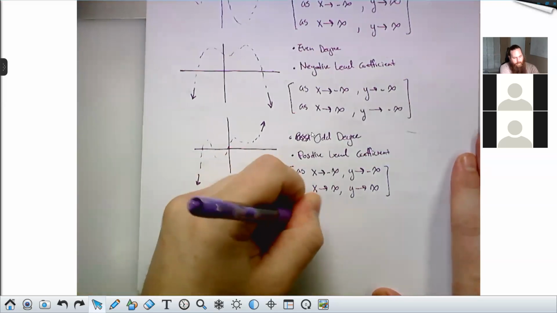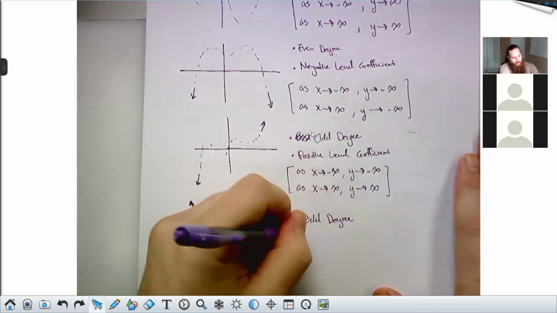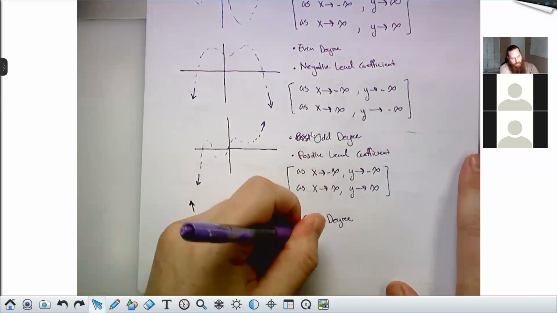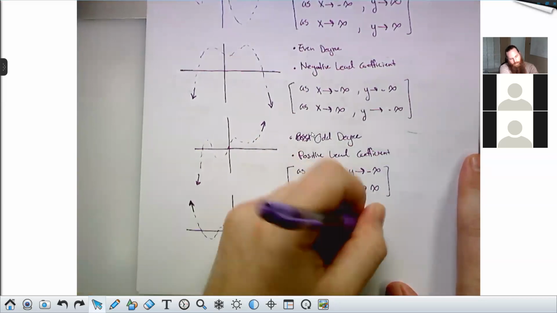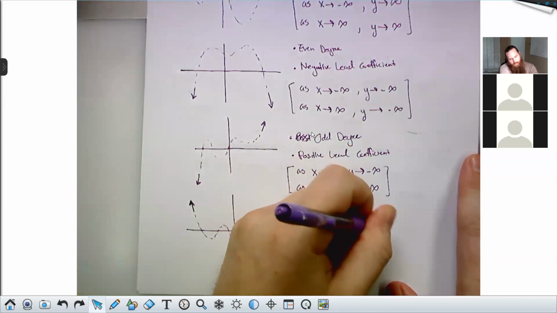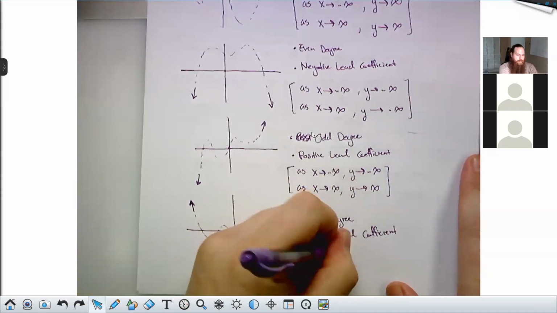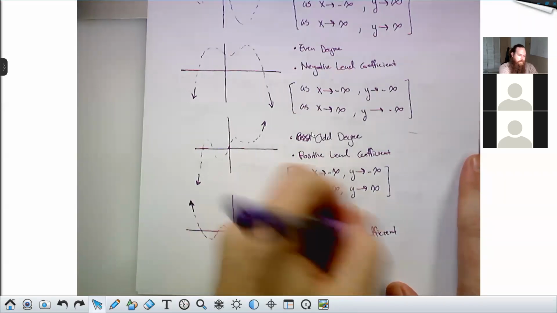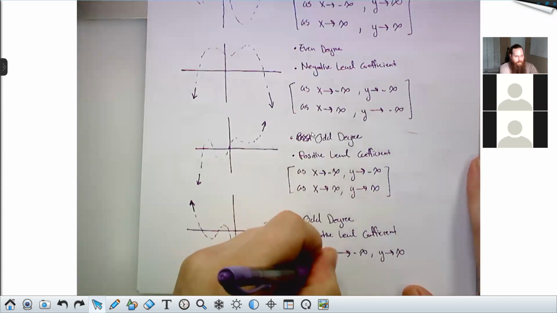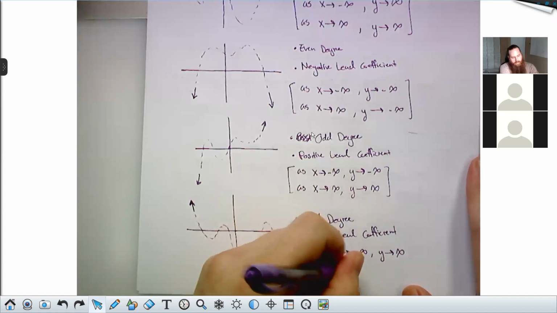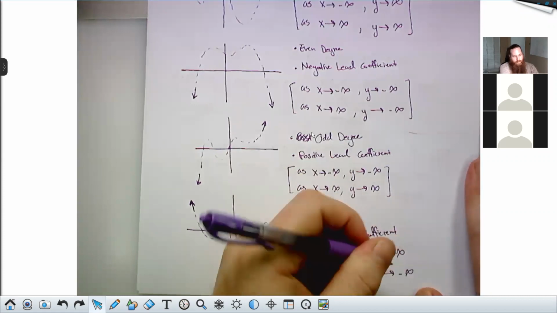If you are odd degree with a negative lead coefficient, then as x goes to negative infinity, y will go to positive infinity. And as x goes to positive infinity, y will go to negative infinity.